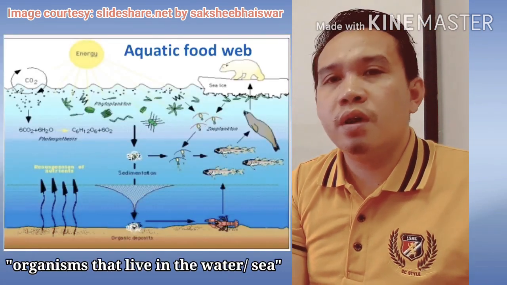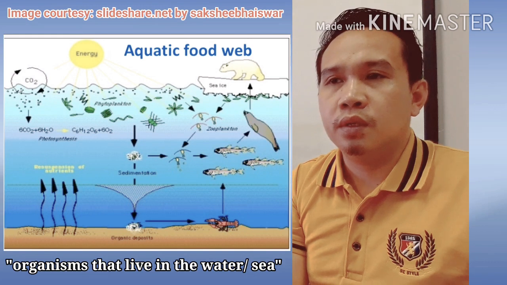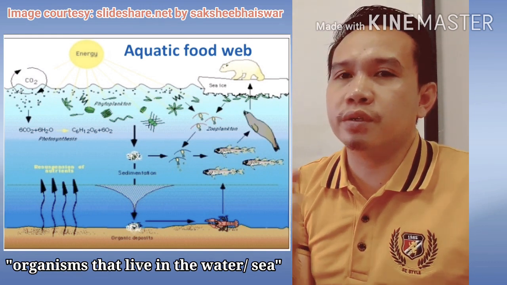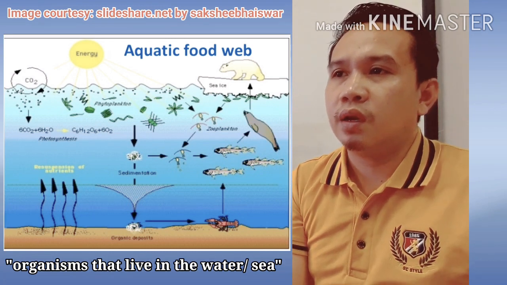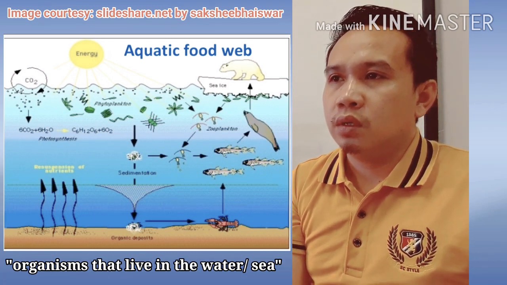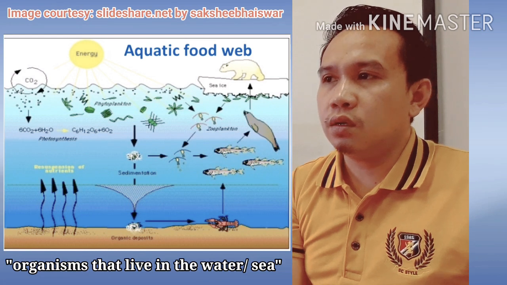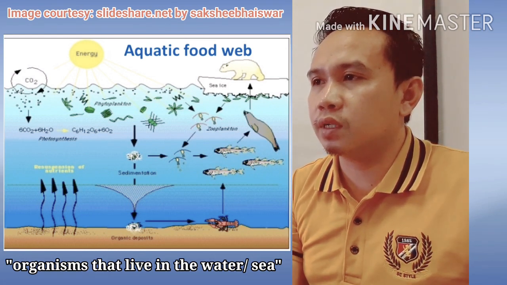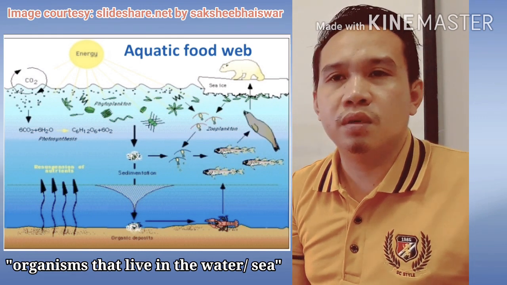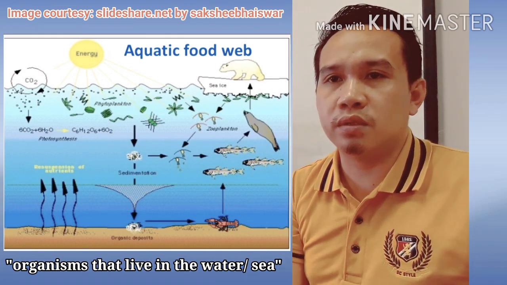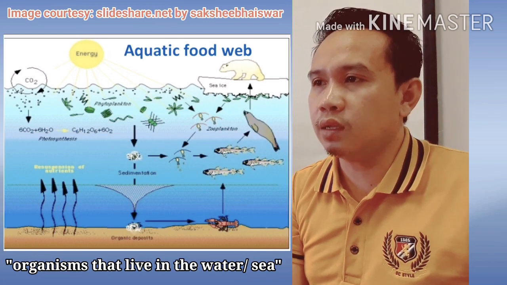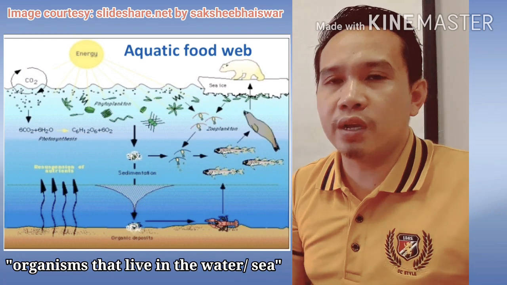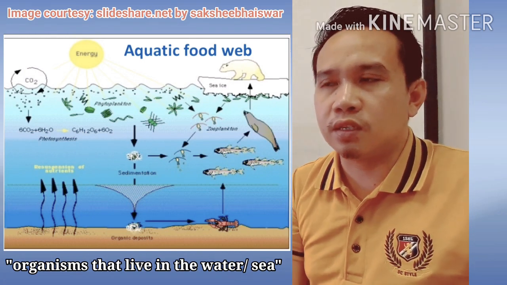Let's move to the aquatic food web. So there are organisms involved in this one. How do they interact in one ecosystem? How do they grow? They obtain food, okay? Those fishes and other marine organisms, like for example, shrimps, prawns, crabs, fishes, right? Whale shark, and all other large animals that live at the sea.